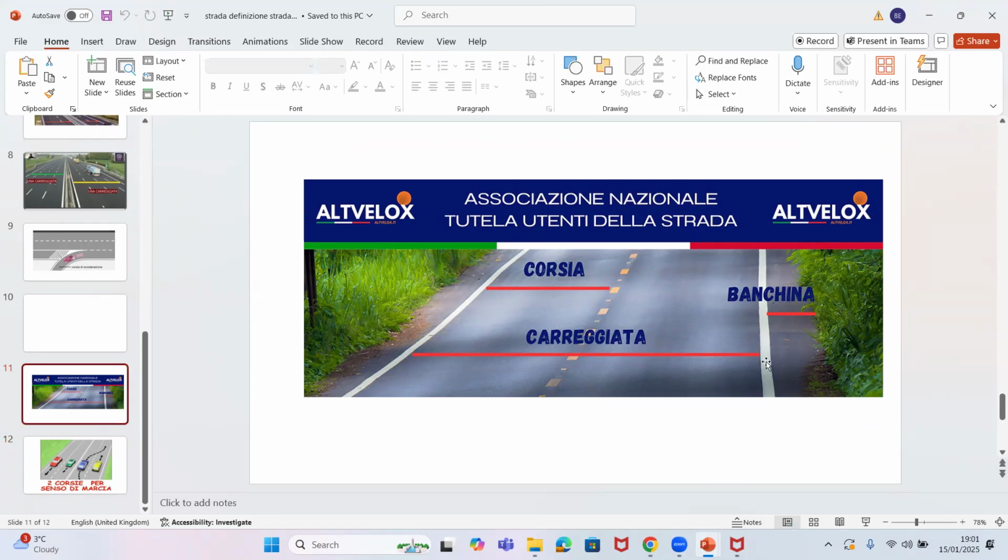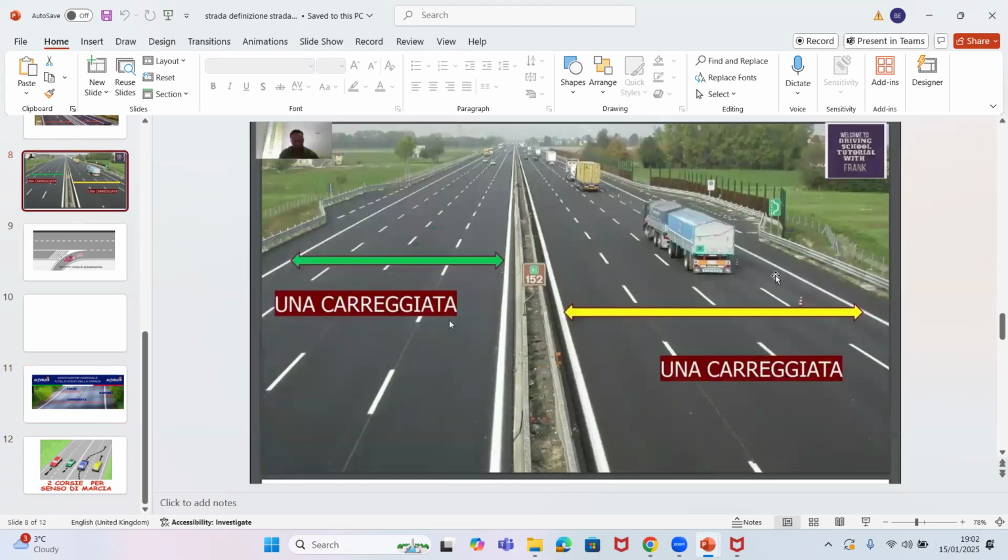This is the first definition of Carreggiata. Is it clear now? Please write it down. For those people who never write it down, write it down once and for all. The first definition is from the borderline to the borderline, represented by a continuous line. The second definition of Carreggiata is from the borderline to the spartitraffico. We already discussed this.